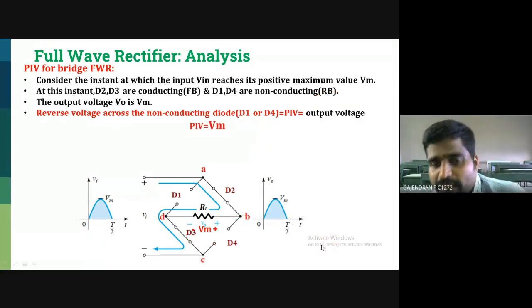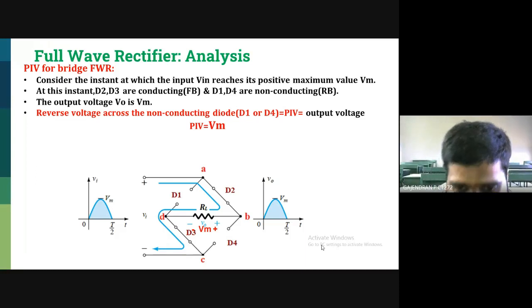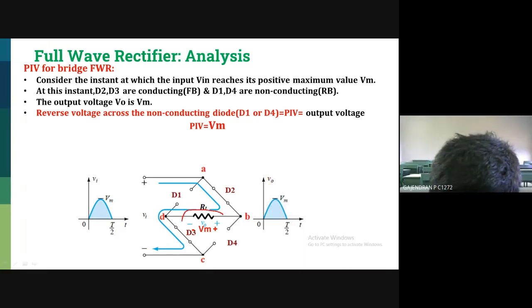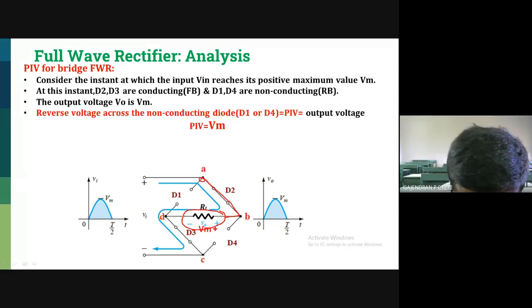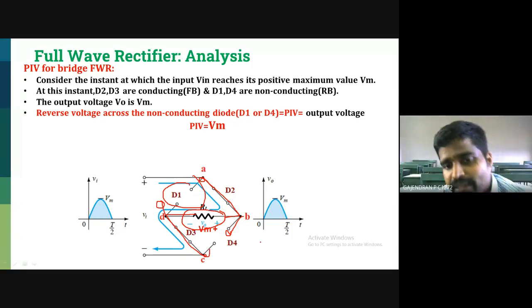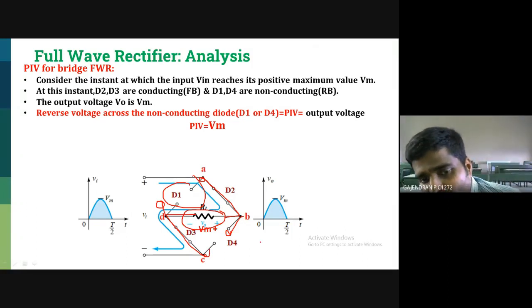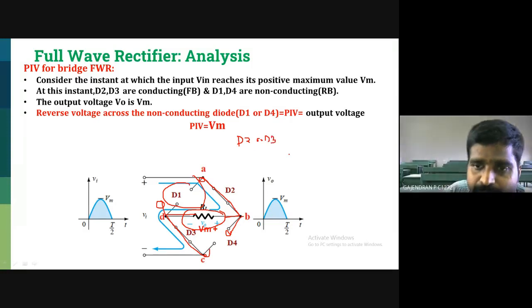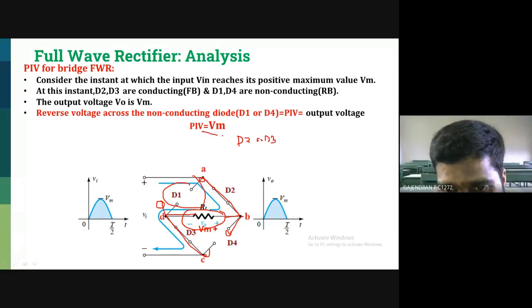Does anyone have a doubt? Watch closely. Whatever voltage is across this resistor, the same voltage will appear across this D1 also, D1 and D4. Is it clear to everyone? Then in the negative half cycle, what is the peak inverse voltage across D2 or D3? It is also equal to Vm.